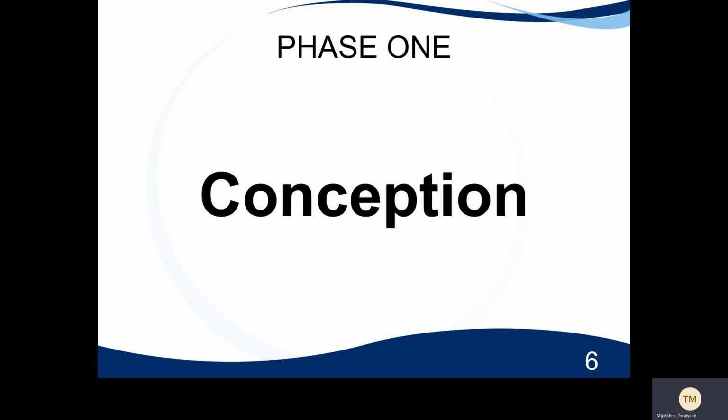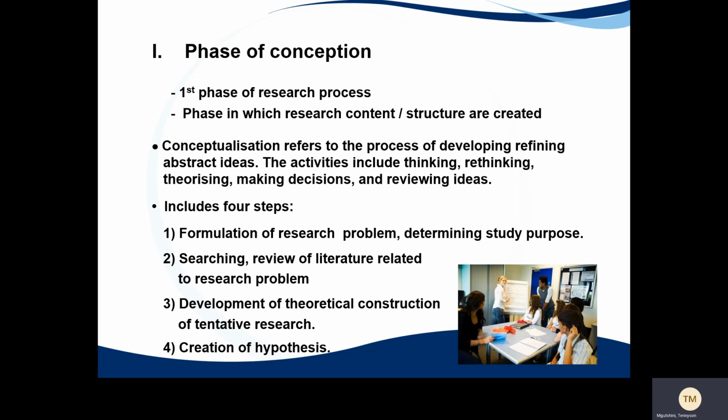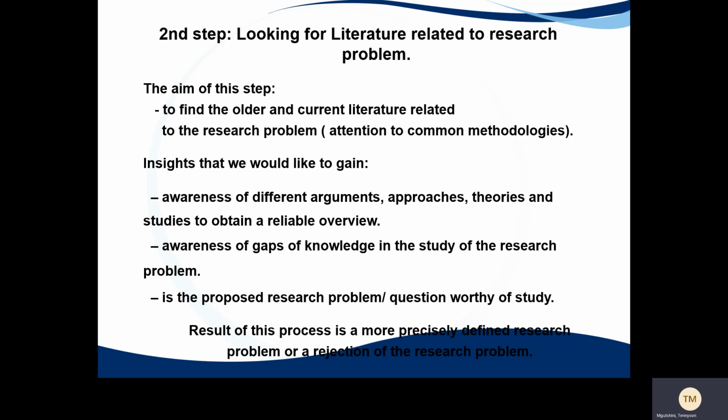Now, I'm taking you back to phase 1, which is the conception phase of the study. And in this, you see that we talk about the 4 steps of conception, the first part of the research process, where you formulate your research problem, you determine the purpose of your study, you search and review literature related to the research problem. And that is step 2 of this phase of conception. Step 2 of this phase of conception is what we're concerned with when we speak about the literature review as we intend to be looking at it today.